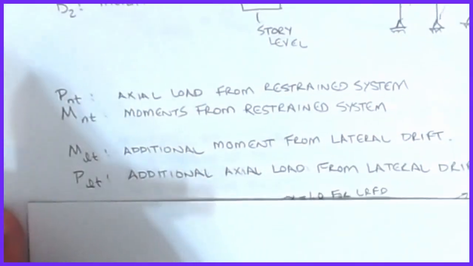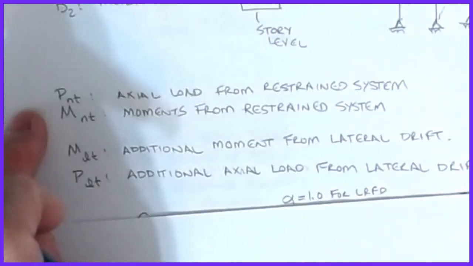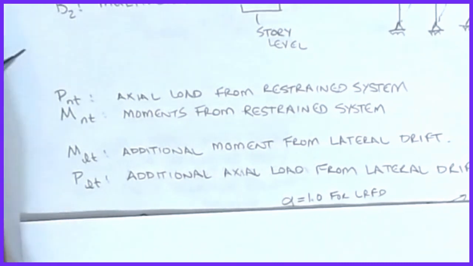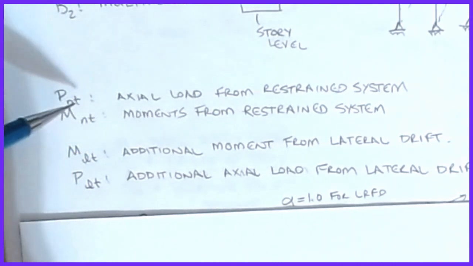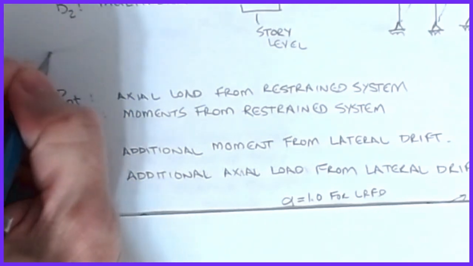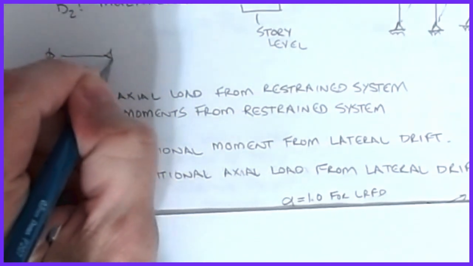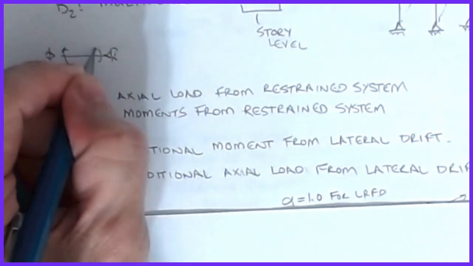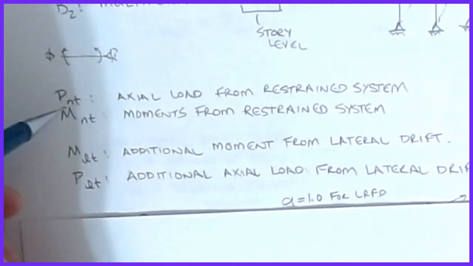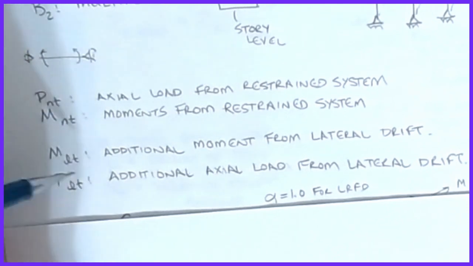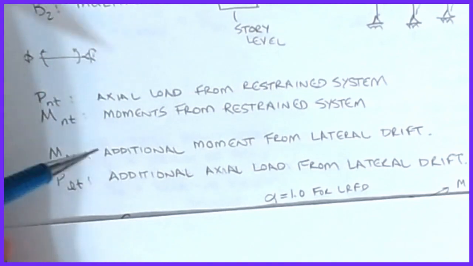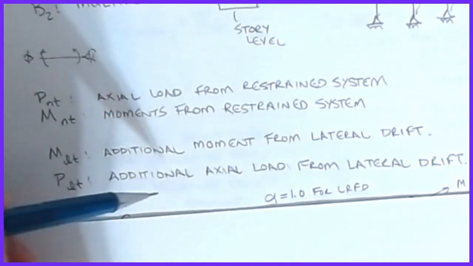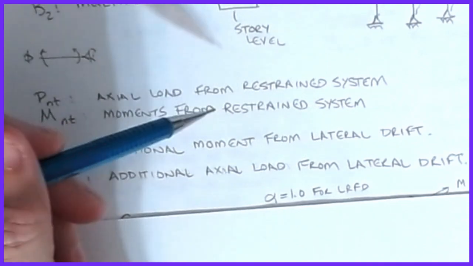Okay, and I know I'm throwing a lot of terms at you, and most of this is in the AISC manual, but just so we're set up, when we get to the example at the end, I'll be able to show you. Okay, the axial load from the restrained system, again, these are the Euler conditions, and the restrained system assumes pinned on this. And then the moments in this as a result of the restrained system, that's your MNT. Again, you have X and Y directions on the moment. And then like we talked about before, the MLT is an additional moment from the lateral drift, and the PLT is any additional axial load that comes as a result of the lateral drift.